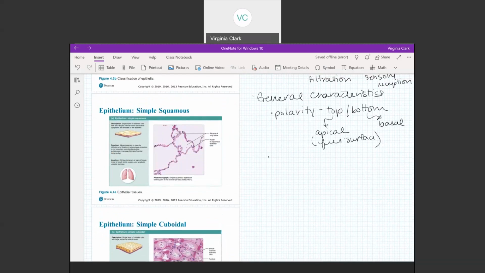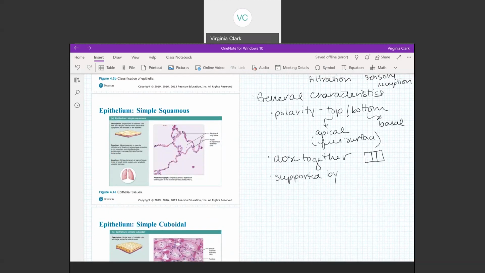It's also going to have all of your cells very, very close together. In general, epithelium is going to be kind of waterproof or water resistant. So your cells are going to fit very close together. There is not going to be a whole lot of space for things to move between the cells. All of these cells are going to be supported by a basement membrane.